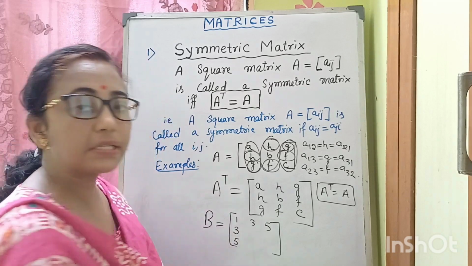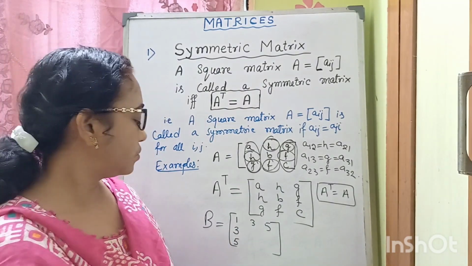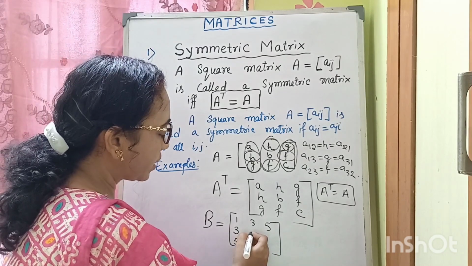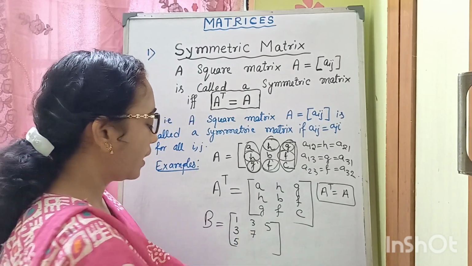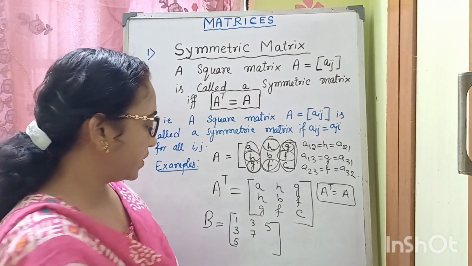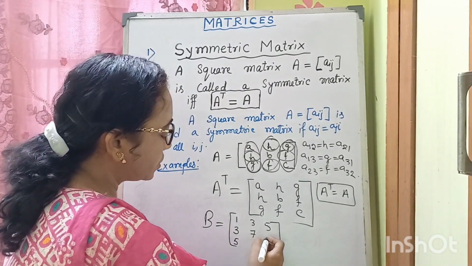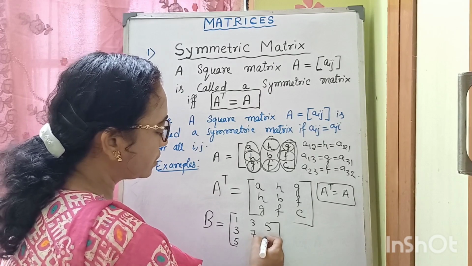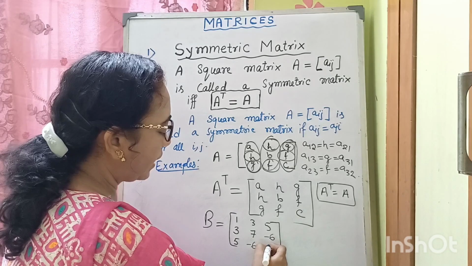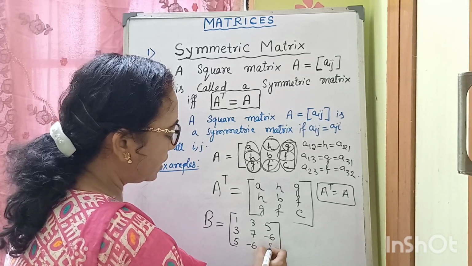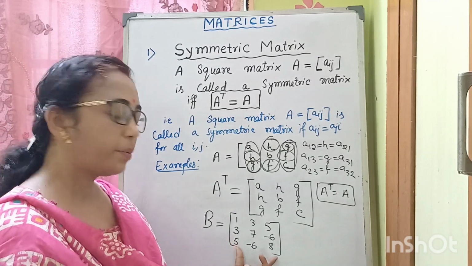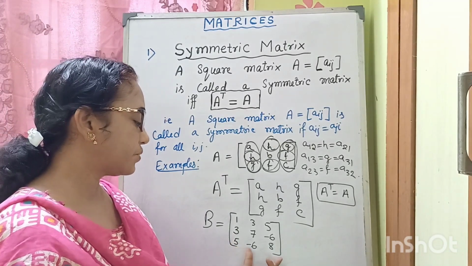If you reverse this a22, the positions will remain the same. So whatever you want, you can write here, suppose 7. And then here is the position of 2,3. So here we can write, suppose, minus 6, then this will also be minus 6, and here write any element, say 8. Now we got a matrix which is of order 3 by 3.